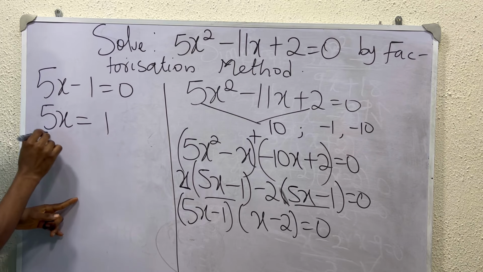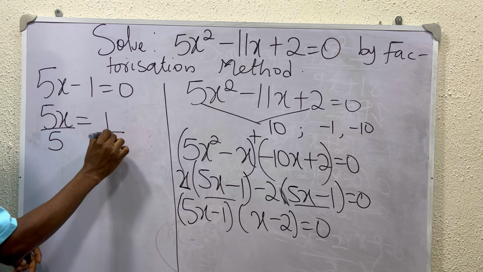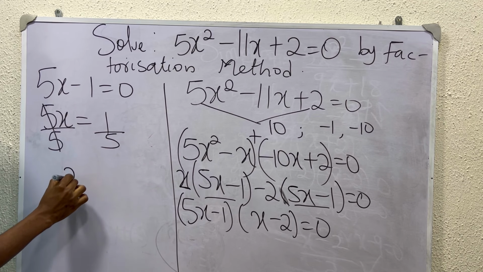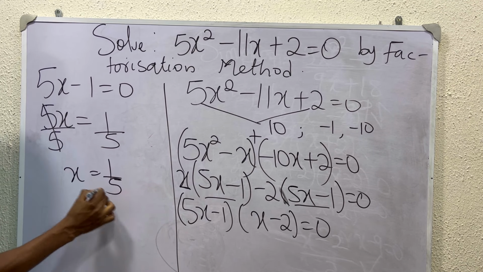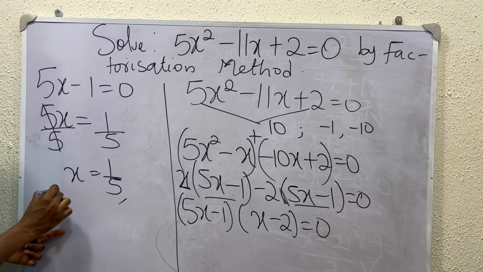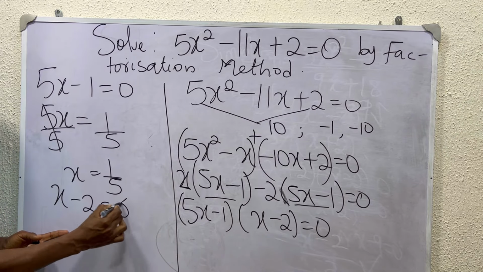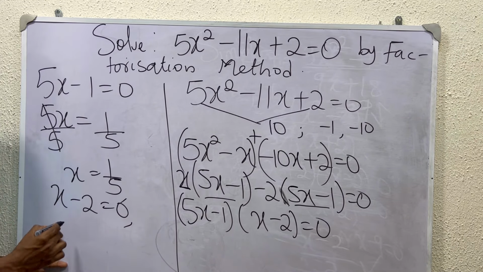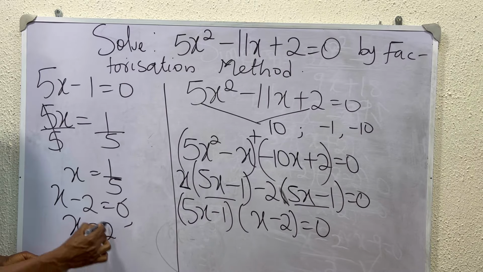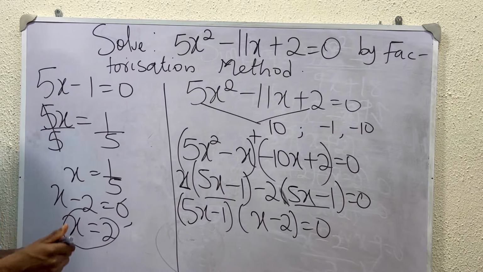5x is equals to 1. Divide through by 5 and divide by 5. If you divide by 5, x is equals to 1 over 5. Then for the second value, we have that x minus 2 is equals to 0. We add 2 to both sides. It means that x is equals to 2. So x is 2 and x is 1 over 5.